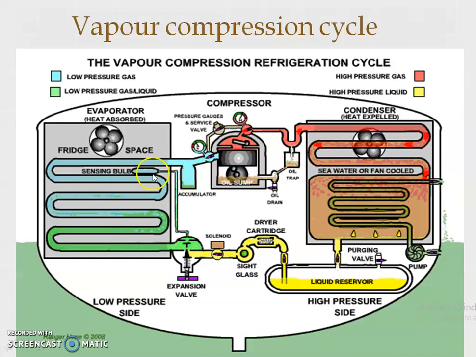From the lower pressure side, low pressure and low temperature vapor enters the compressor. The compressor compresses it and delivers high pressure and high temperature vapor to the condenser. Generally, the condenser is a heat exchanging process. With the help of seawater or fan cooling, we condense that vapor to liquid, and we exchange the heat with the seawater or fan cooling.